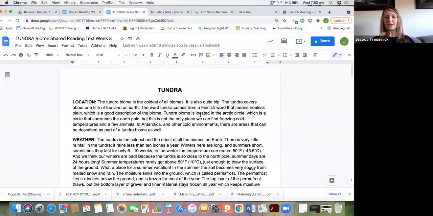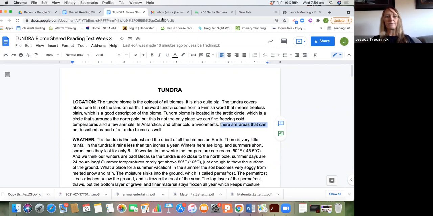Okay, back to my text. The tundra biome is located in the Arctic Circle, which is a circle that surrounds the North Pole. But this is not the only place we can find freezing cold temperatures and a few animals. In Antarctica and other cold environments, there are areas that can be described as part of a tundra biome as well. Now I can make an inference from this. Because it says that in Antarctica, there are areas that can be described. It's not saying the whole thing is a tundra biome. It's saying that there are only areas of Antarctica that is a tundra biome.